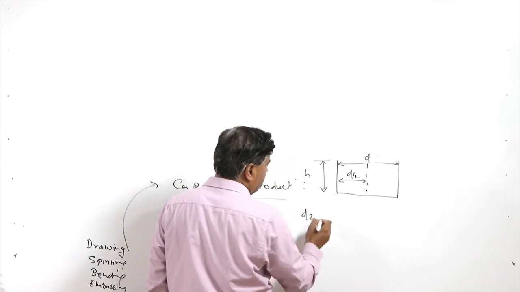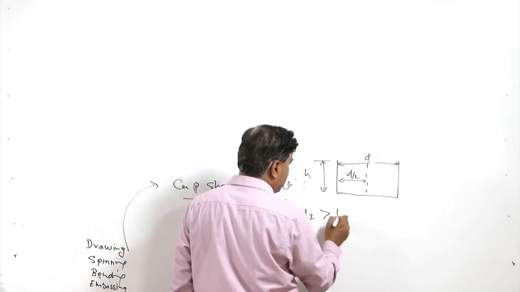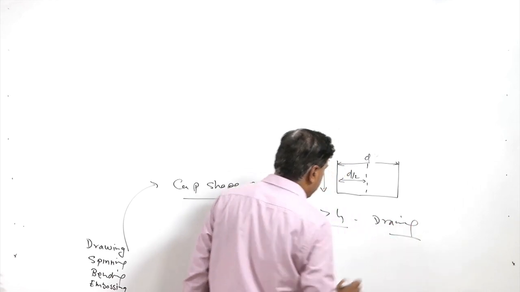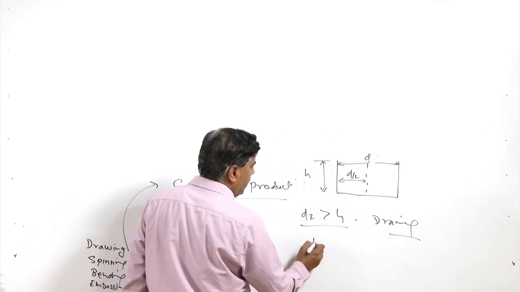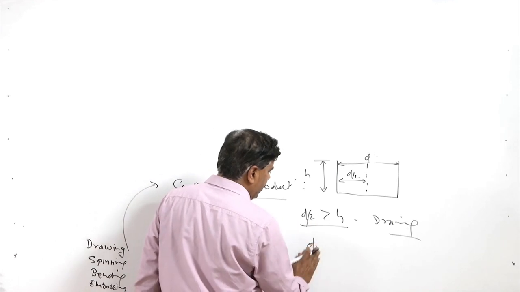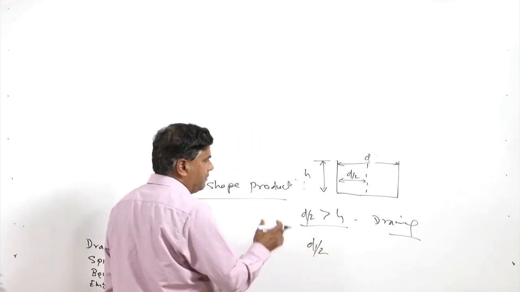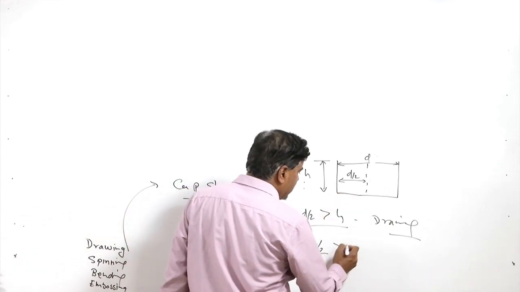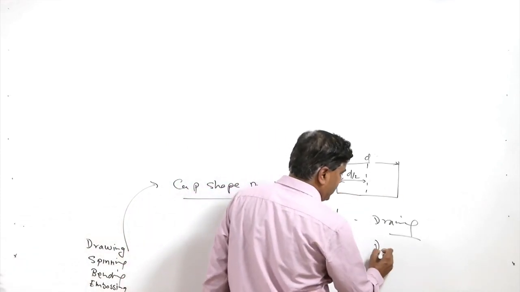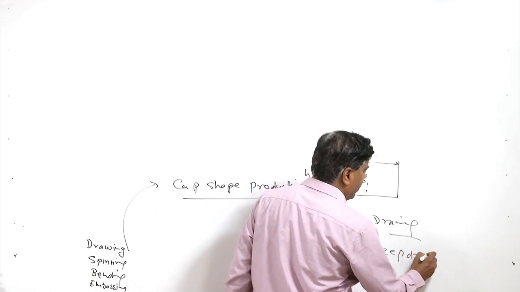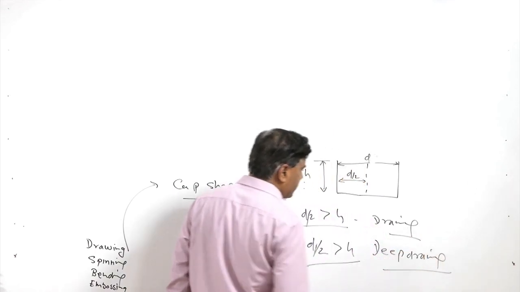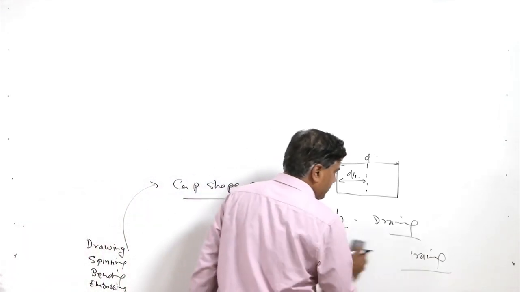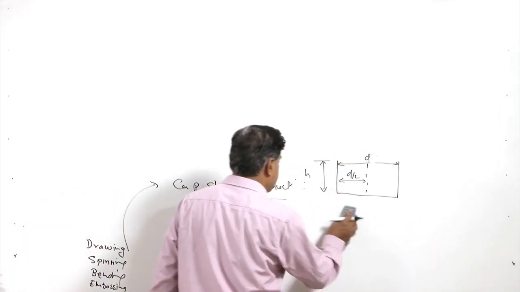So, if the d by 2 is greater than the h, then it is called the drawing process, and in case when the d by 2, meaning half of the diameter or the radius of the cup, is greater than the height of the cup, then it is called the deep drawing process. So, we need to take special precautions for the deep drawing process as compared to the simple drawing process.